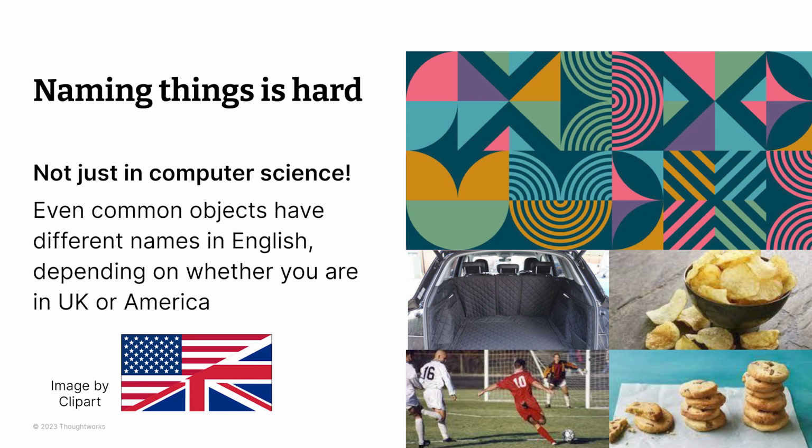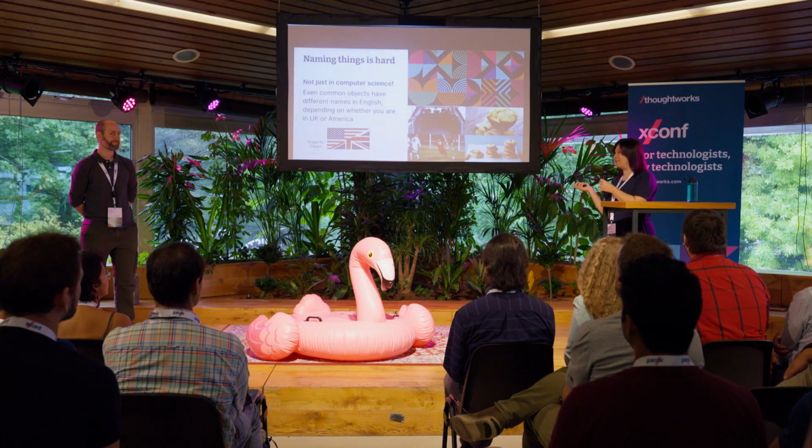And it's not just in computer science that naming things is hard, even within the English language itself. In the UK, we call this football, we call this football. In America, they call it soccer. We call this a car boot, and it's a trunk in America. We've got biscuits and cookies, and then one that maybe more people can understand: we call this crisps, but I think everybody else calls them chips. So how do you know you're talking about the same thing and not some actual fish and chips?